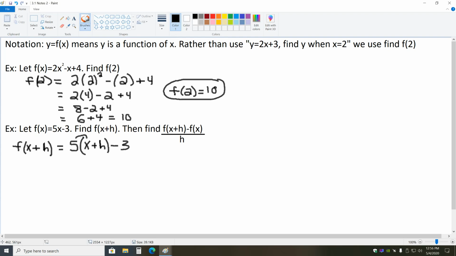So distributing this 5, we get 5x plus 5h minus 3 is equal to f of x plus h, and that gives us the first part of our answer.